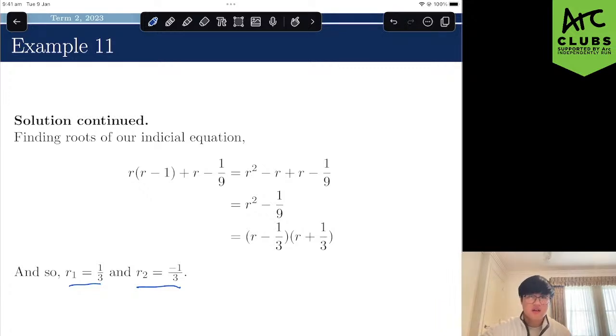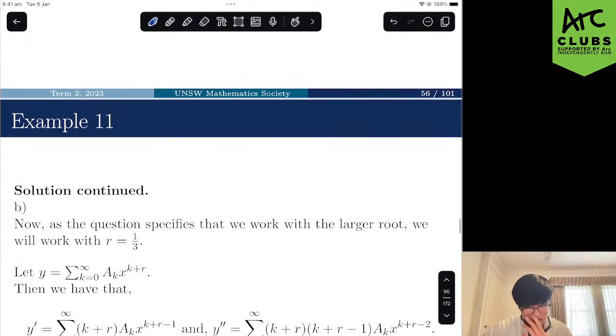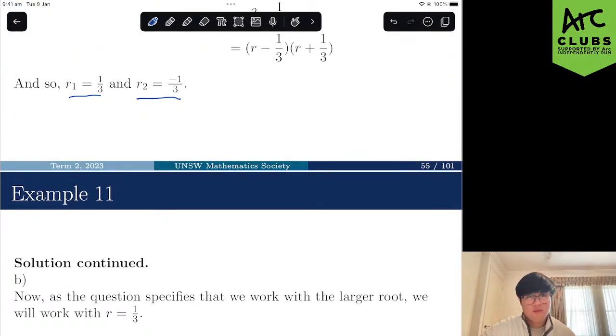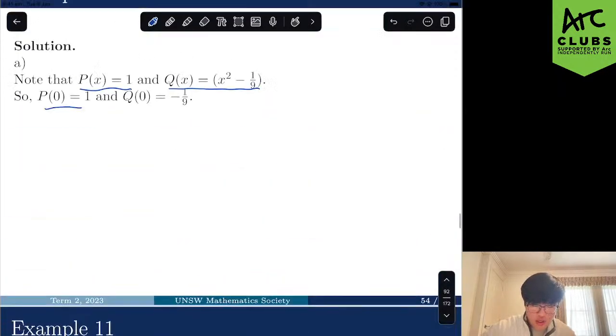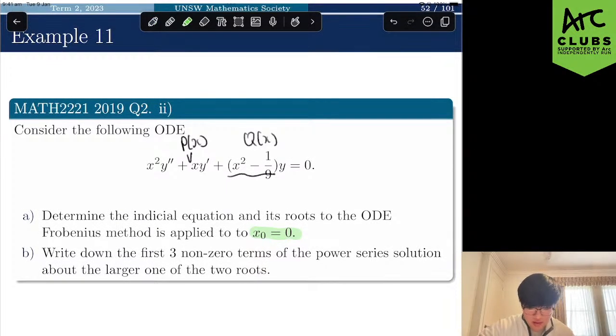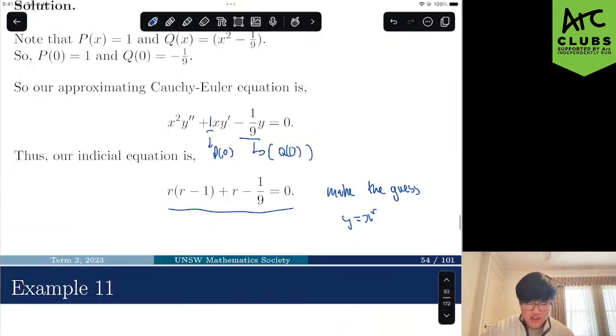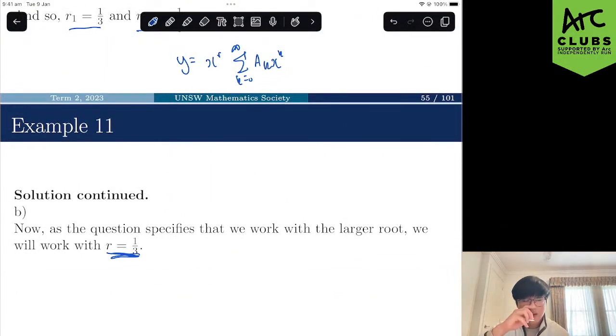The next thing we look at, if we remember the formula, is that y is equal to x to the r times the sum of a_k x to the k, from 0 to infinity. So we essentially want to work with that. In particular, the question tells us that we want to find the first 3 non-zero terms of the power series about the larger one of the 2 roots. So we do want to work with r equals 1 over 3, because that's what the question asks for.